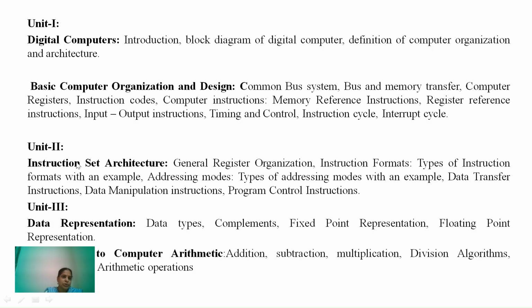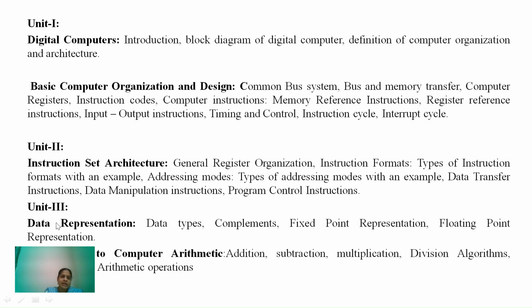Next, moving on to unit 2, it contains information about the instruction set architectures. Here we are going to learn about general register organization and the different types of instruction formats with examples, as well as the different types of addressing modes available with examples. And then we are also going to study the data transfer instructions, data manipulation instructions, as well as the program control instructions.